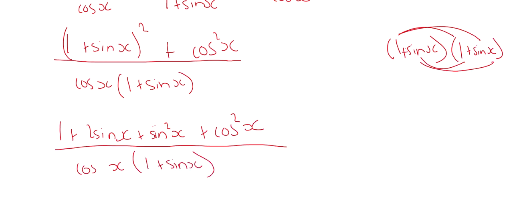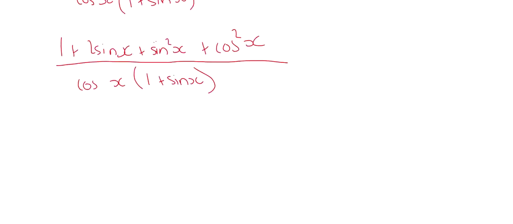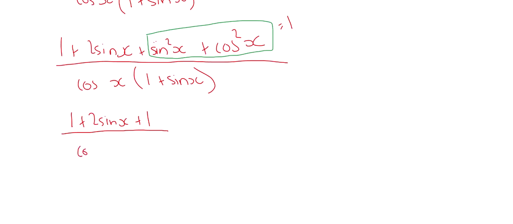All right, now I'm going to give you a second to look at this. What do you notice? That is an identity, is it not? The identity that we know is that sine squared x plus cosine squared x equals 1. How great. So this is going to be 1 plus 2 sine x plus 1, over cosine x, 1 plus sine x. That makes our lives a lot easier so far.